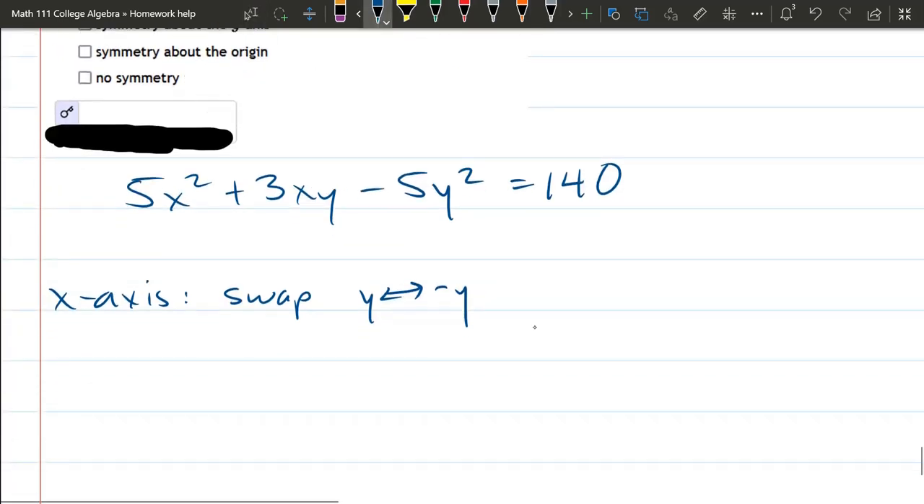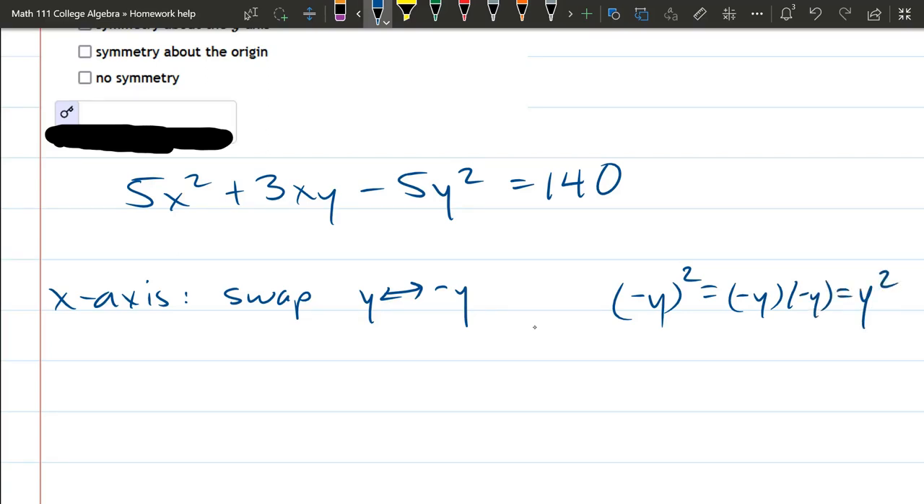Now, we've done some examples where the y is squared, and we know that if you take a negative y and square it, you get negative y times negative y. The two negatives cancel, and you get positive y squared. So basically, whenever you're squaring and there's a negative, it just becomes positive. But there's also a y in the middle, and that one is going to have more of an effect.